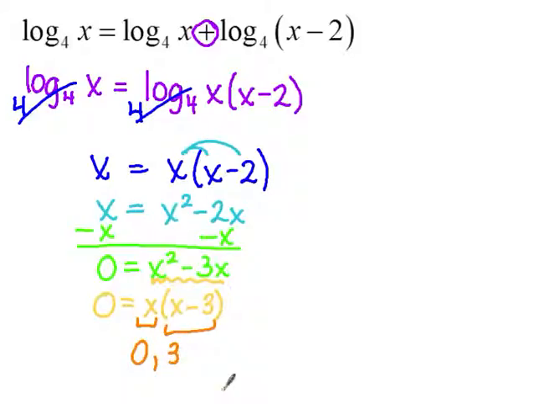Now, I'm telling you that one of those is correct, one of those is not correct. Can somebody tell me which one is not correct and why? 0, because you can't have a log of 0. And the other thing is, if I plug 0 in here, what do I get? You get a negative. Can't have a negative either. Remember, that was not defined. So your answer is actually just 3.